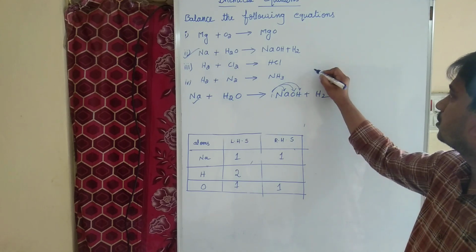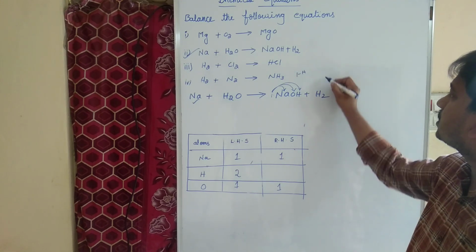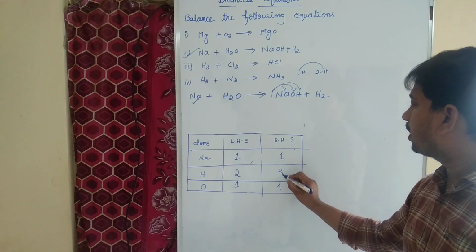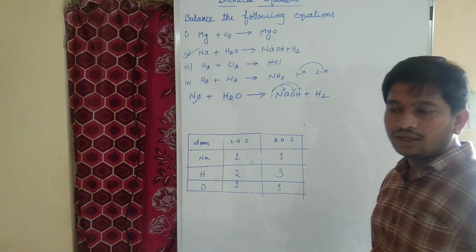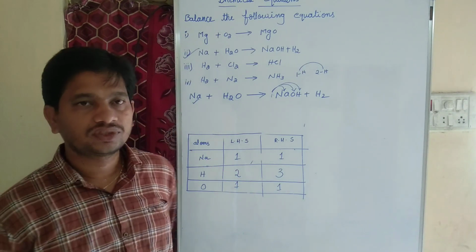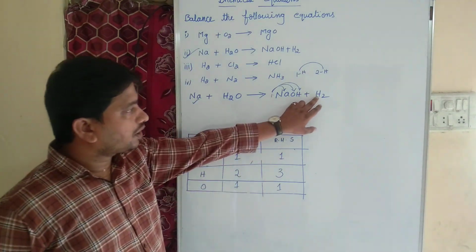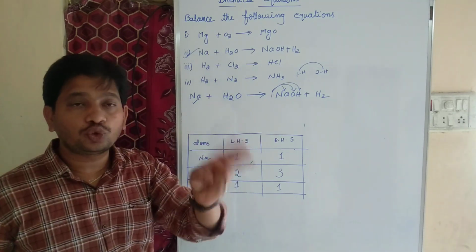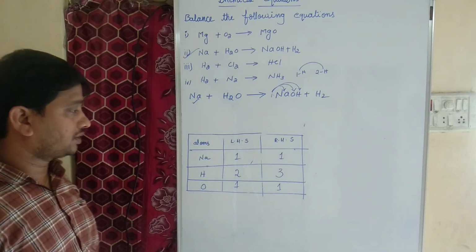here 1 atom of hydrogen, plus here 2 atoms of hydrogen. Total how many atoms of hydrogen do we have? Total 3 atoms of hydrogen. Children, clear? Here H2 means 2 atoms of hydrogen, here we have 1 H, 2 plus 1, total 3 atoms of hydrogen.